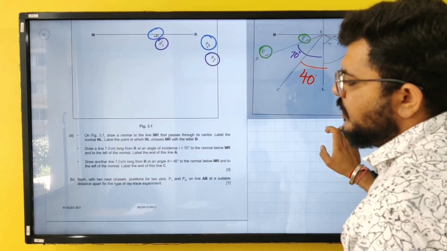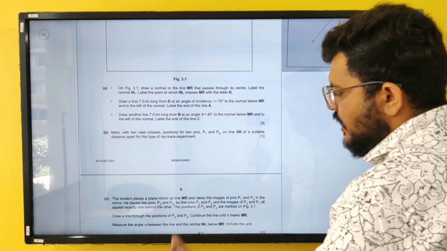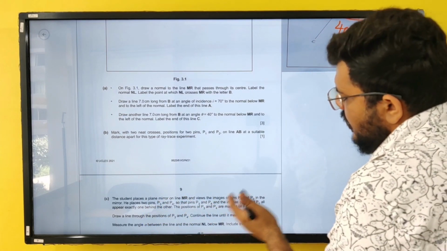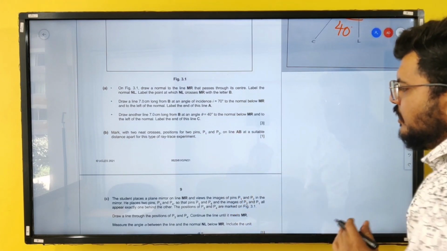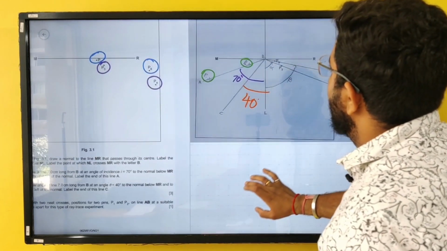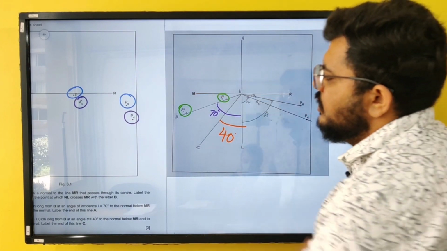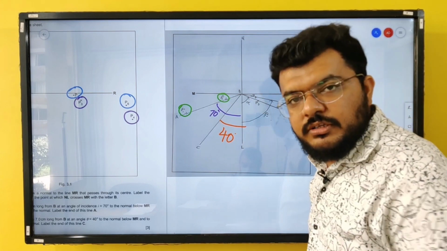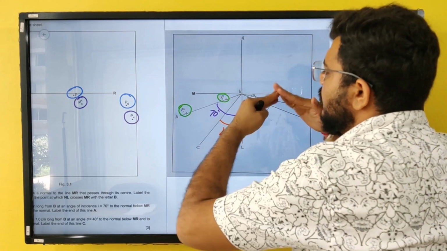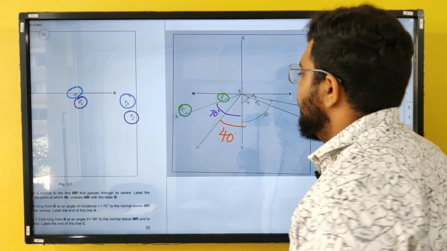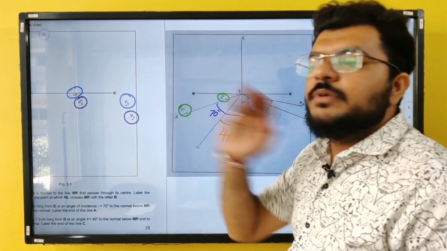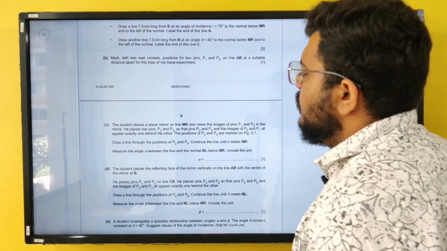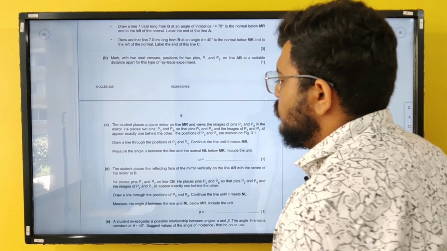And what is happening is that he places two pins P3 and P4 so that P3 and P4, the images of P1 and P2 all appear exactly one behind another. So he is keeping the mirror here, viewing from here, and it appears that P1, P2, P3 and P4, all the 4 pins, they actually meet each other. They appear to be in a straight line of his vision. Okay? Now, measure the angle alpha.